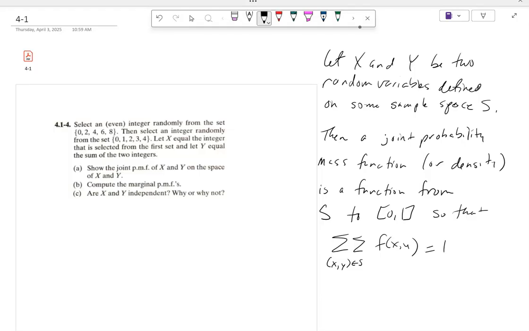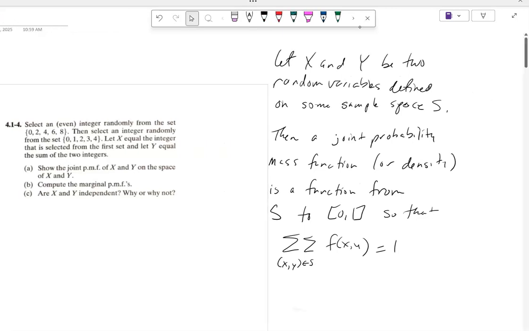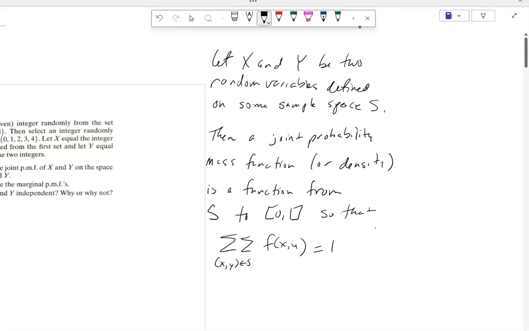If I change this to a continuous distribution, what's your double sum going to change into, do you think? Double integral, yep.